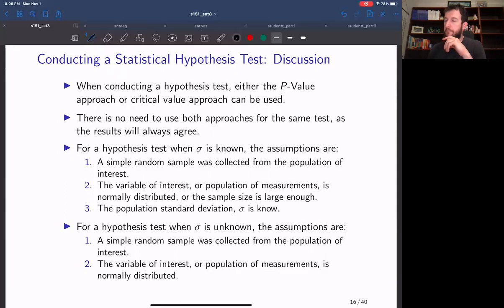So same set as with confidence intervals. Okay, so SRS, normality, and then do we have sigma or do we not? If we have sigma, use a Z-score. If we do not, use a t-value.